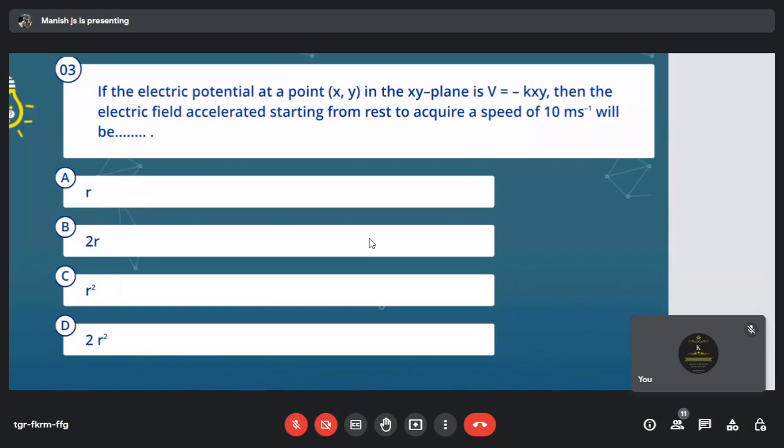Option D. Option D. Okay, what did you do? I just guessed, sir. You just guessed. You should have some explanation. Don't go for guessing work. How did you try it at least? Okay, even for guessing you need to try something. So how did you try it?